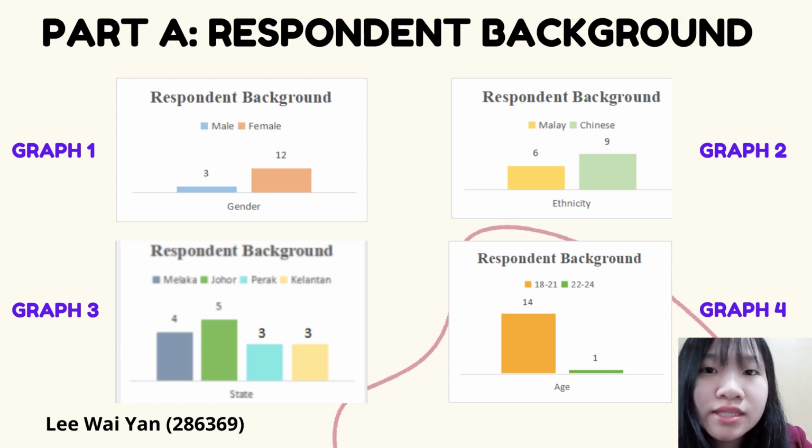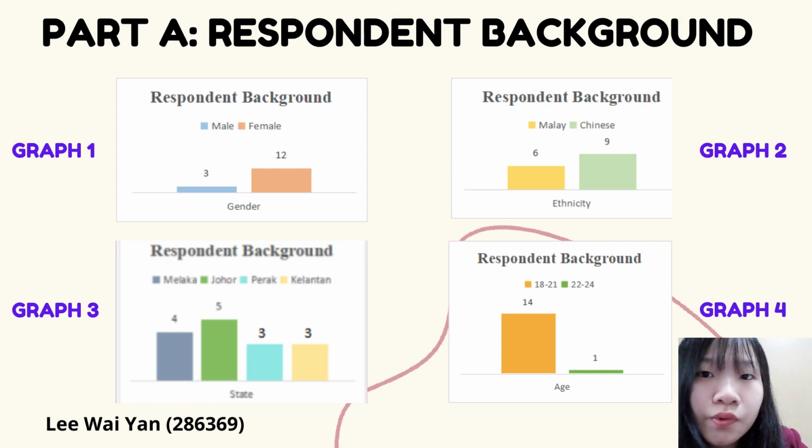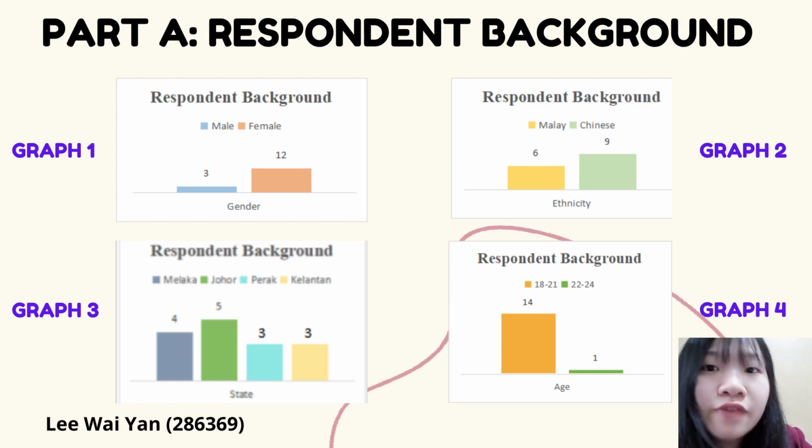Based on the survey, the age of the respondents, the majority is between 18 to 21 years old. That is because young people like to eat fast food or go shopping. So our survey respondents focus on young people.